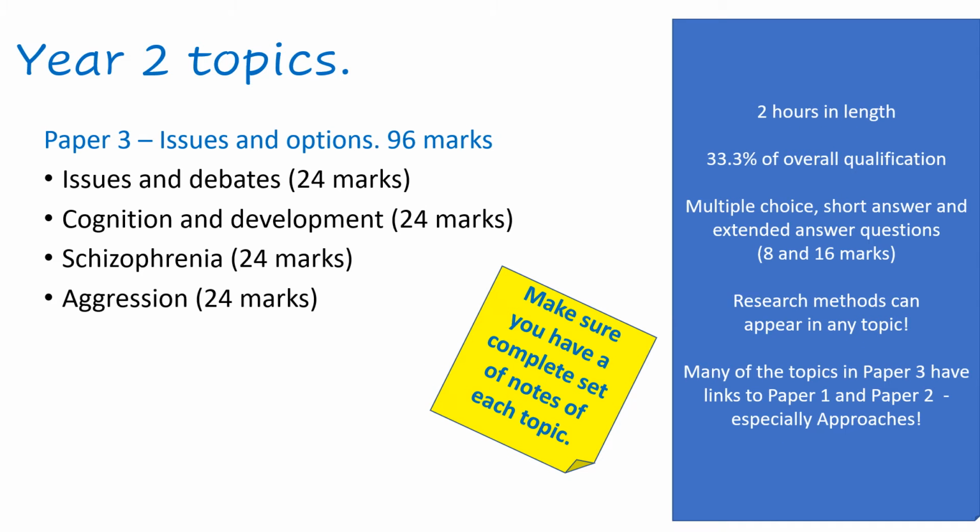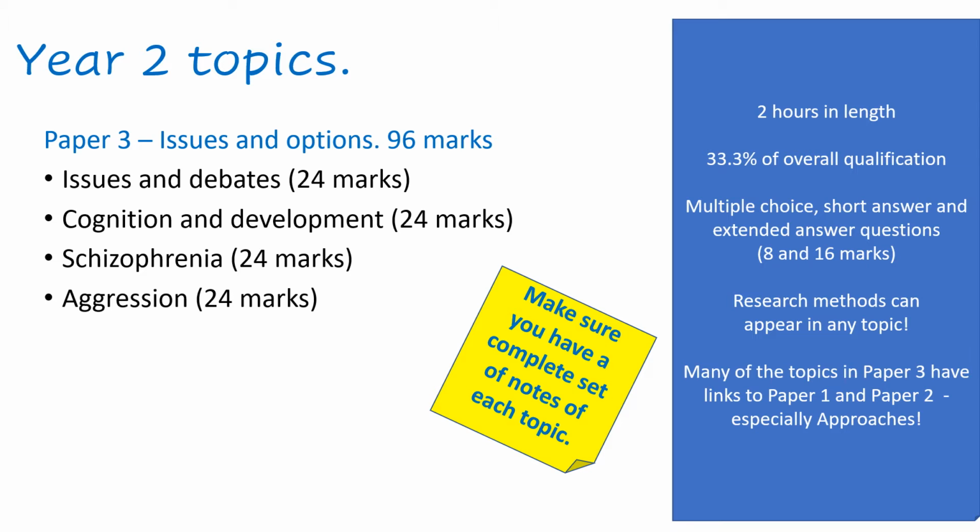In Year 13, we are studying the topics on Paper 3. So we spent some time recapping Paper 1 and Paper 2 topics when we first came back in September. And now we're looking at issues and debates, cognition and development, schizophrenia and aggression. This paper is also 2 hours in length and is 33.3% of the overall qualification.